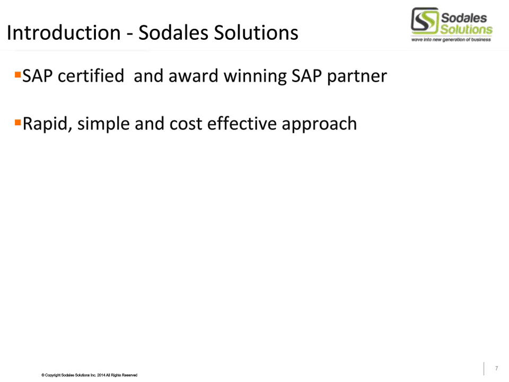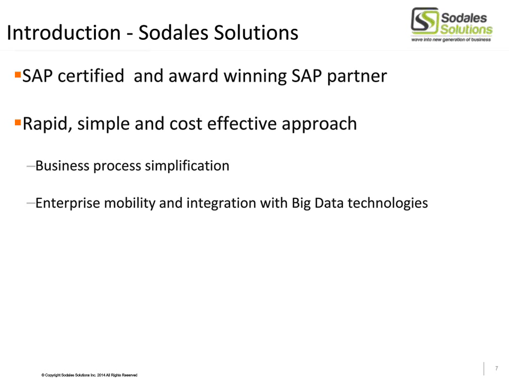Our core is business process simplification. When you look at mobile or any technology, we think about how it will help to solve a pain point for business and how it will simplify their lives. And that's our core. The other thing that we are good at is focusing, in terms of technologies, on mobility, but also integration with big data technologies such as HANA, and also cloud.